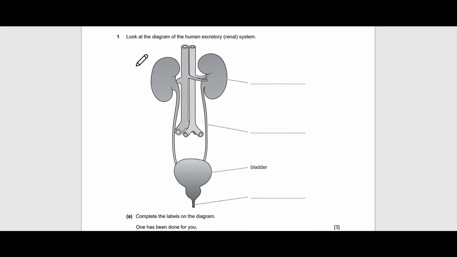Question 1. Look at the diagram of the human excretory or renal system here. And this is the bladder. Complete the labels on the diagram. 1 has been done for you, which is the bladder. So 1, 2, 3 slots to fill. Now you will be given 10 seconds from now.